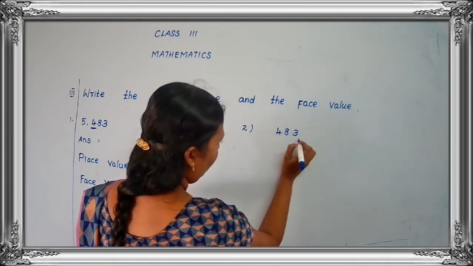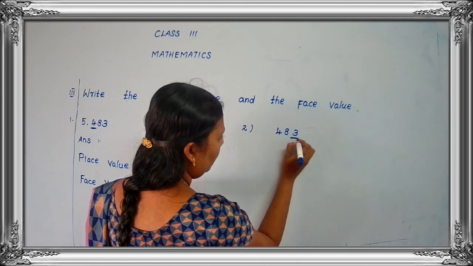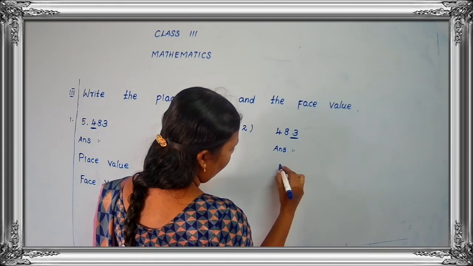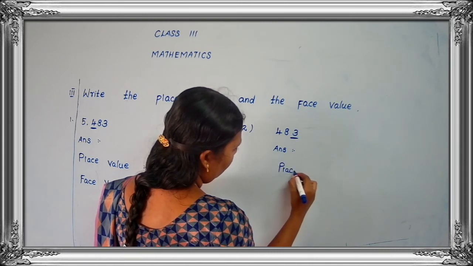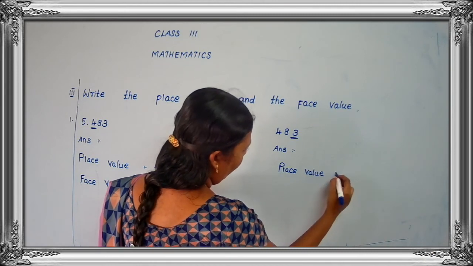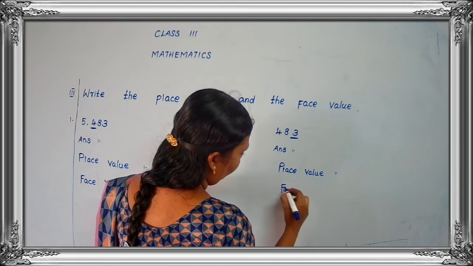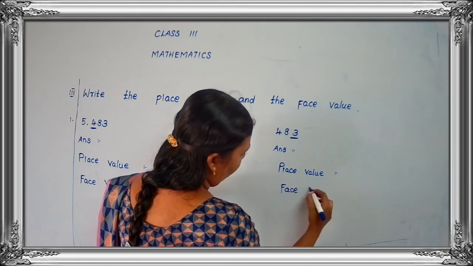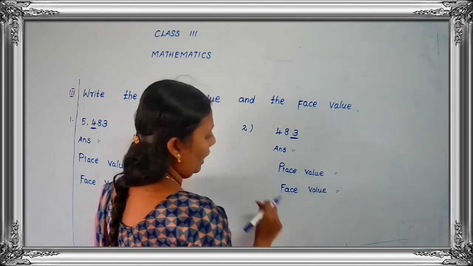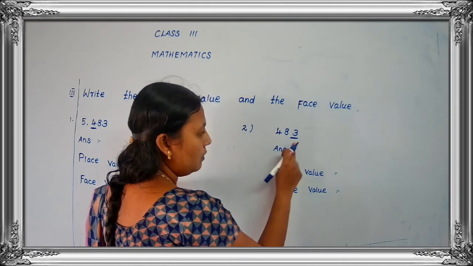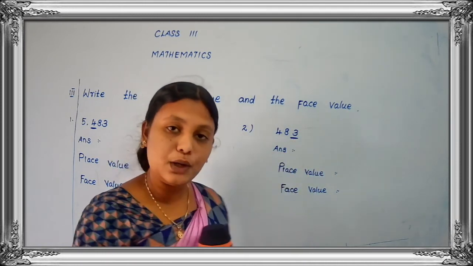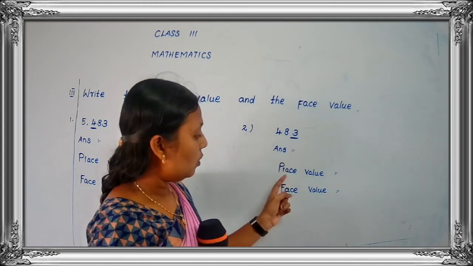483. Now we want to write the answer. First one, place value, P-L-A-C-E, place, V-A-L-U-E, value, place value and face value. First we want to find the place value. Which one is the underlined digit number? 3. Yes or no, children? So place value.